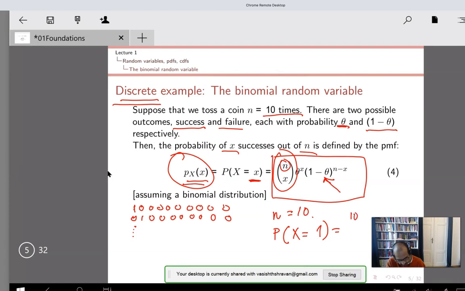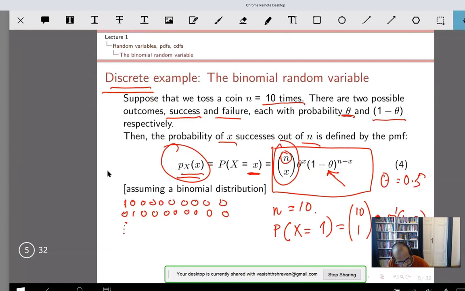N is equal to 10, so I'm going to write 10 choose 1, right? And then I'm going to write, let's say my probability theta of success is 0.5. I'm just going to use that as an example, okay? So 0.5 is my theta. So X is 1, so this is going to be 0.5 to the power of 1. And looking at the equation 4, sorry, I should have written 0.5 here. Let me see if I can undo this now. Okay, so I can erase all this, I think, and redo this properly, right?